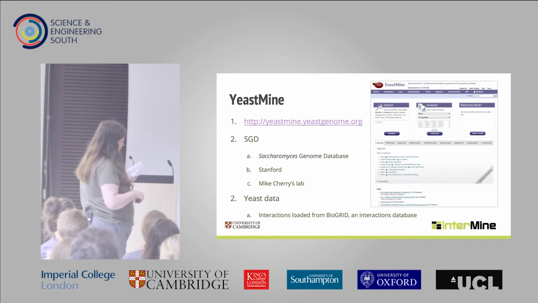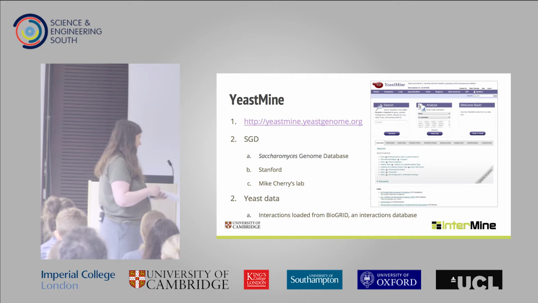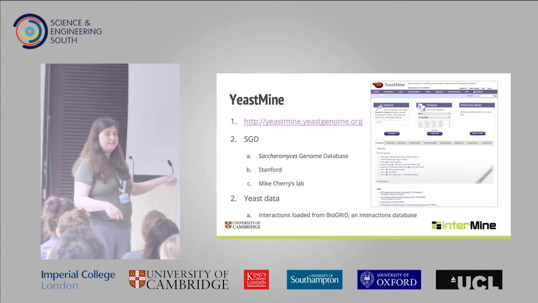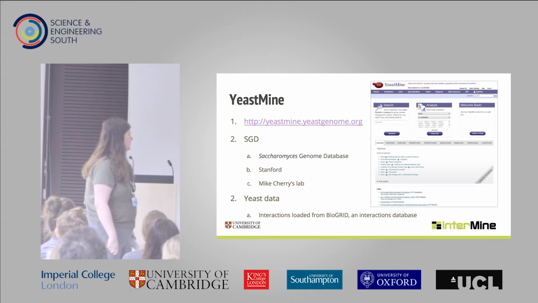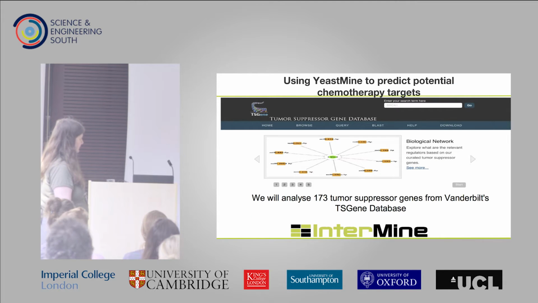So Stanford and Mike Cherry's lab created an InterMine and put a bunch of yeast data in. They put a bunch of genetic interaction data in from BioGrid. And we're going to use the tools in InterMine to search for targets.